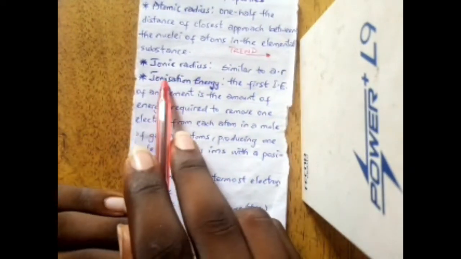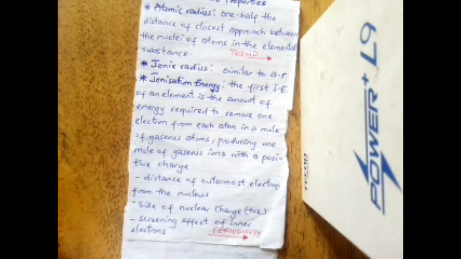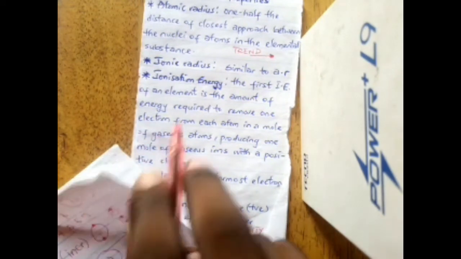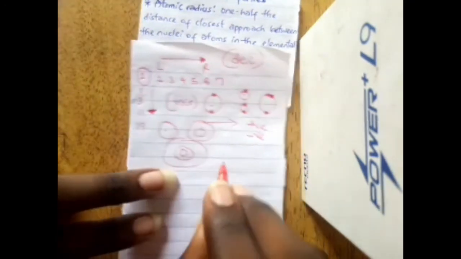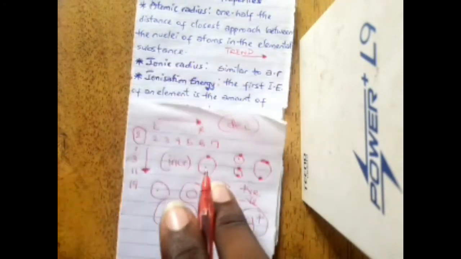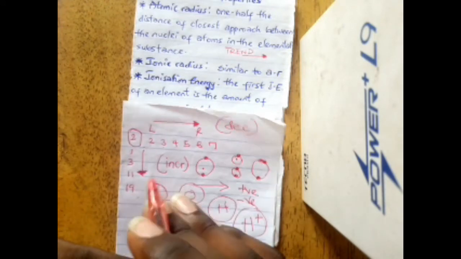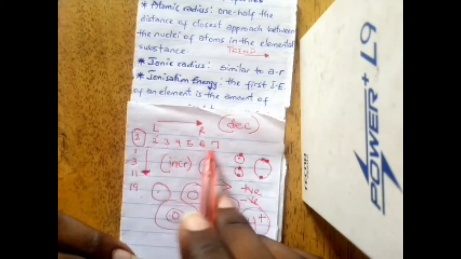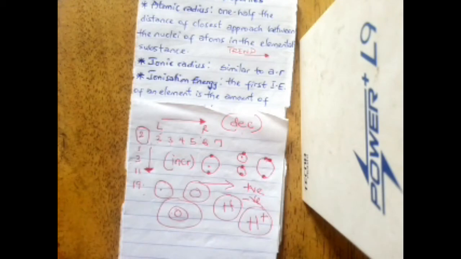The same thing can be noticed for ionic radius. An atom does not carry electric charge, whether positive or negative. For an ion, we have positive or negative charge, which are cations or anions. So this is an atom of hydrogen, and this is an ion of hydrogen. For ions, the trend is similar to the atomic radius. When you move from left to right of the periodic table, the ionic radius decreases, and when you move from top to bottom, the ionic radius also increases.